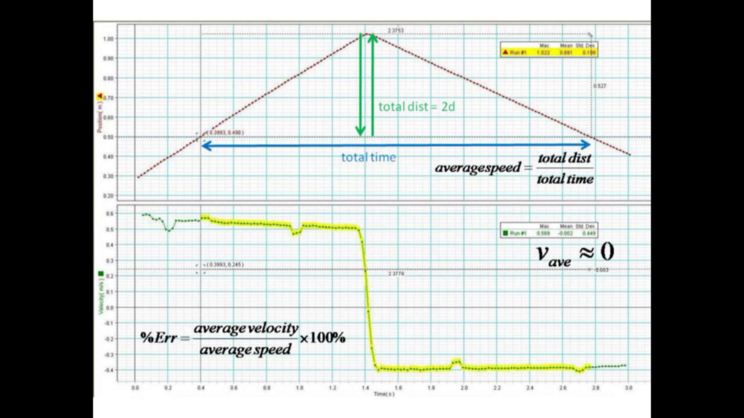Determine the average velocity by dragging to select the corresponding velocity data below and recording the mean. An appropriate estimate of the error in your average velocity experiment is to compare the nearly zero average velocity with the average speed and convert to a percentage.